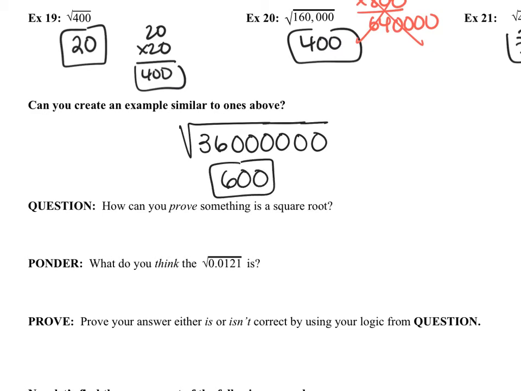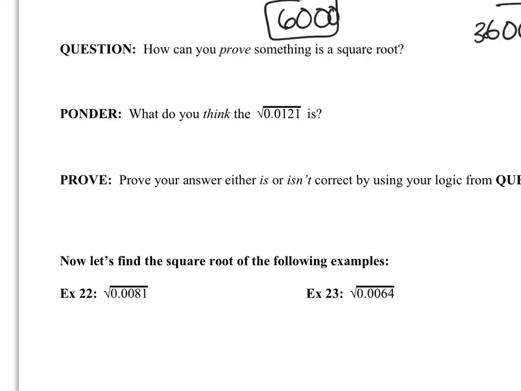Because I would know that 6 times 6 is 36, and if I have, that should have 3 zeros in it. And then if I do 3 zeros times 3 zeros, that's going to give me a total of 6 zeros. So again, on this next example, if I wanted to find the square root of 0.0121, I would guess that there's probably 11 involved in there, because the square root of 121 is 11.